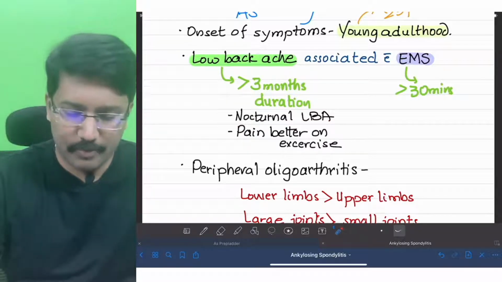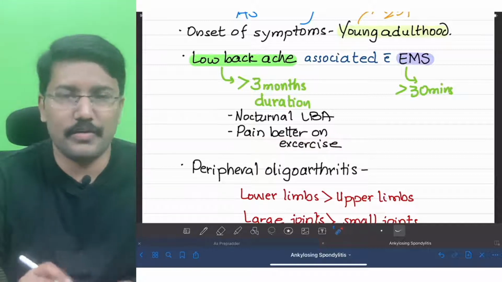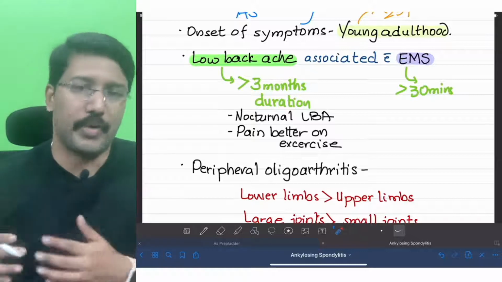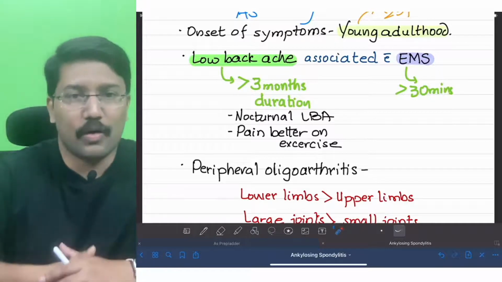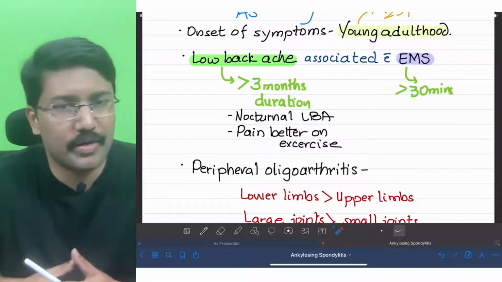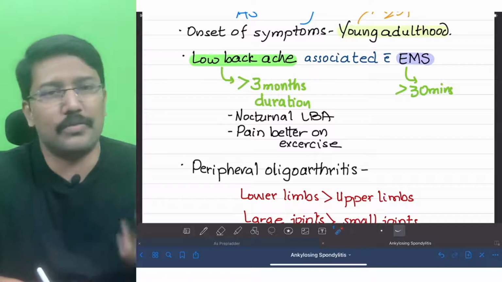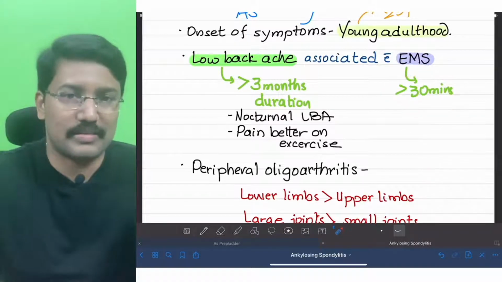And because it is an inflammatory disorder, pain may become better on exercise, right? So they have the worst pain in the morning, and as they progress, their pain becomes better, because you're talking about an inflammatory arthritis. If it was a non-inflammatory arthritis, the reverse would have been true: exercise would worsen the pain. They have a better morning and worse evenings, and the early morning stiffness in that case would last less than 30 minutes.